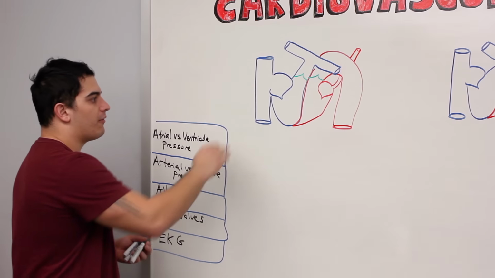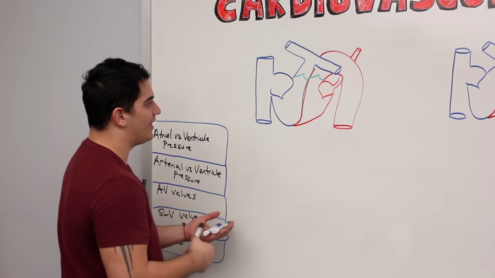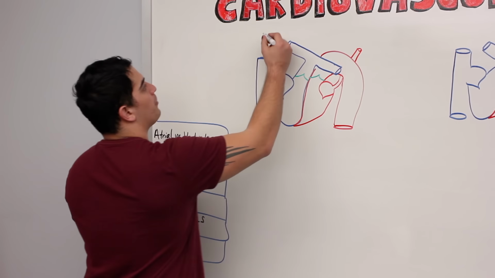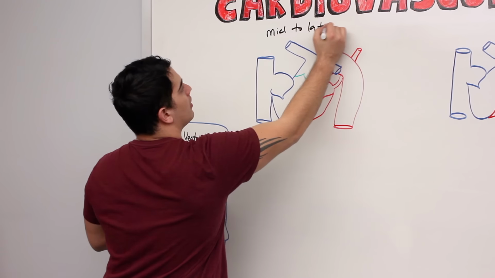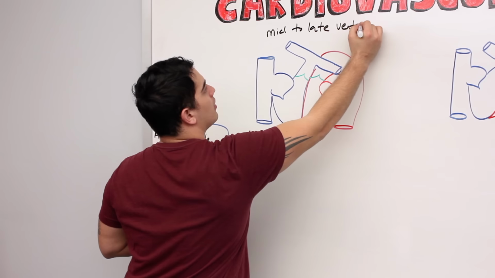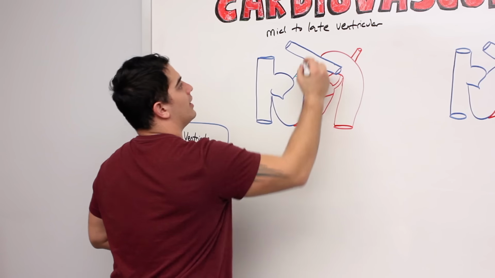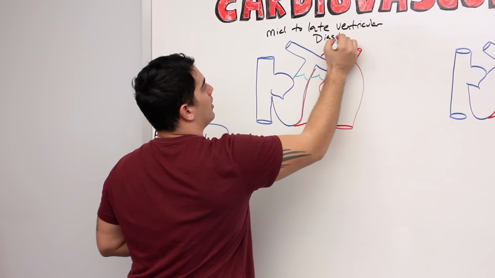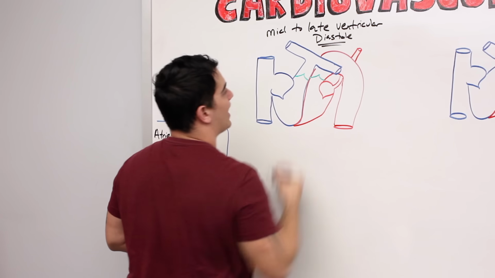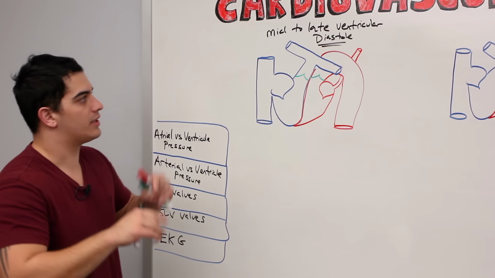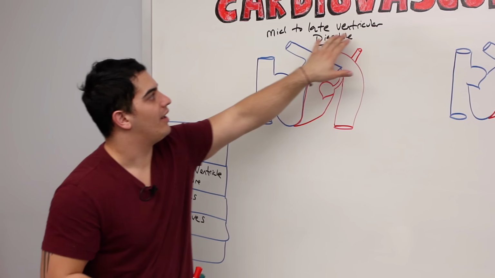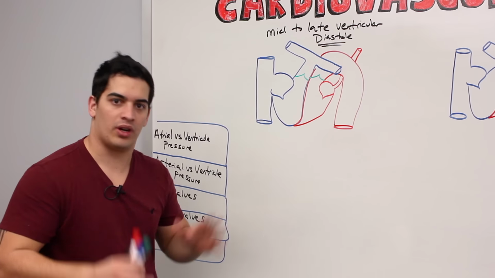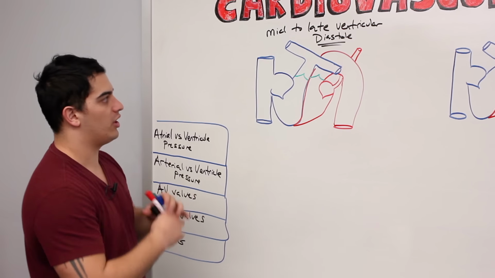All right, so the first event is defined as mid to late ventricular diastole. Now, what is meant by diastole? Diastole is defined as relaxation. So in other words, we could say that this is the mid to late ventricular relaxation. We're in the last parts of ventricular relaxation.